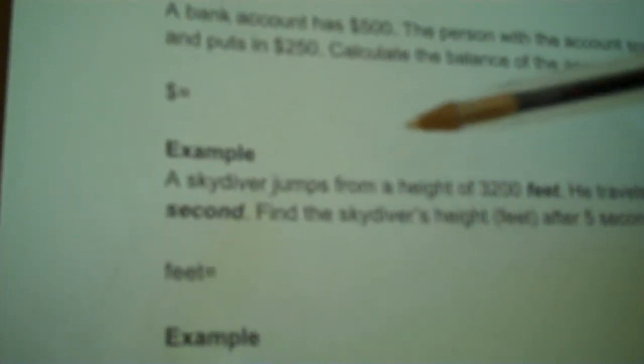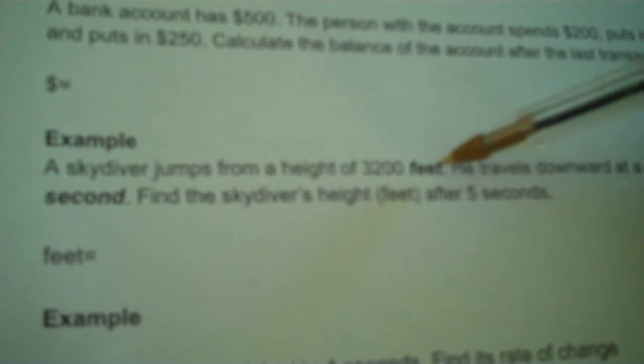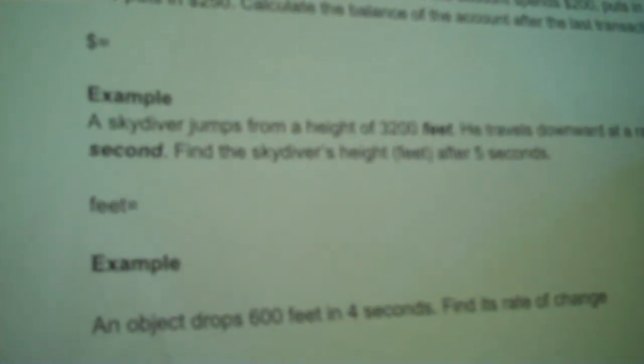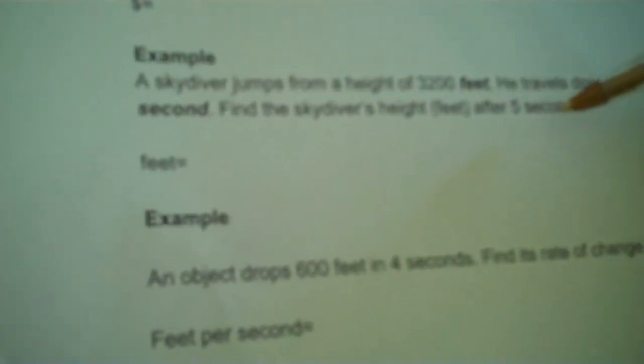It says a skydiver jumps from a height of 3,200 feet. Notice I put feet in bold. He travels downward at a rate of 160 feet per second. You notice I put seconds in bold. Find the skydiver's height after 5 seconds. Feet equals.